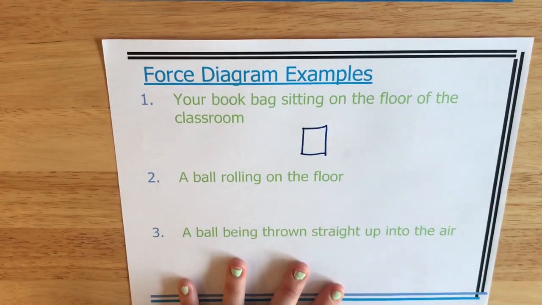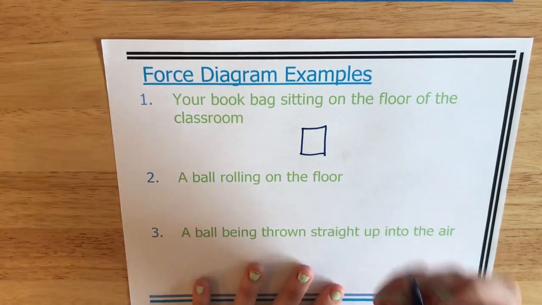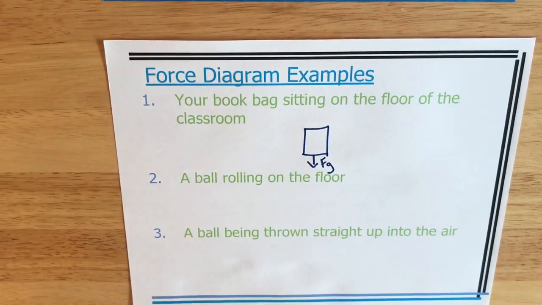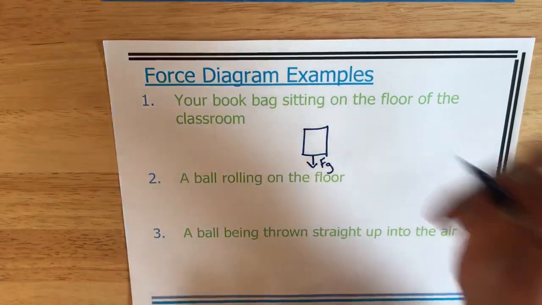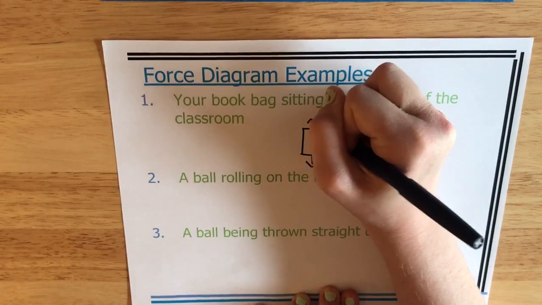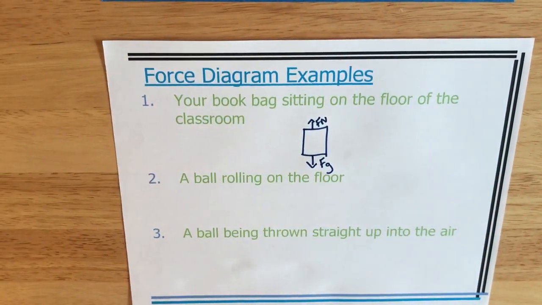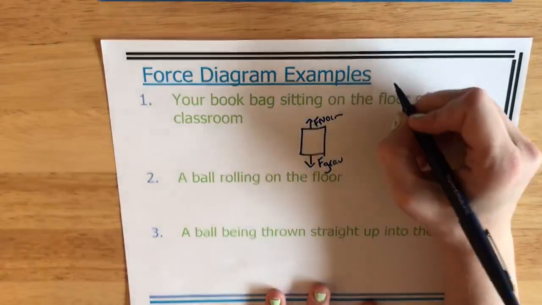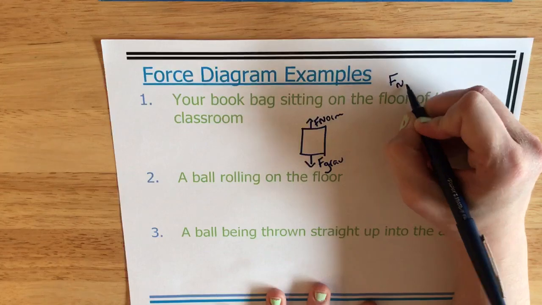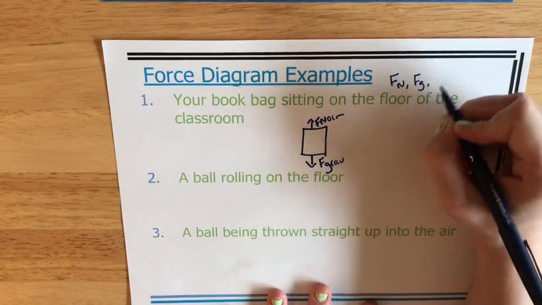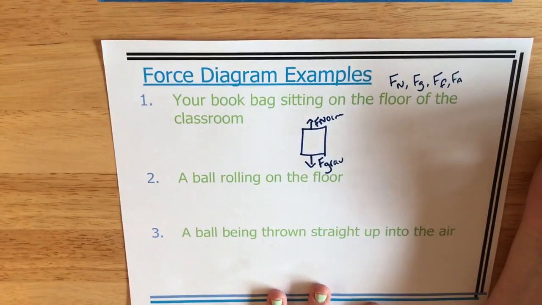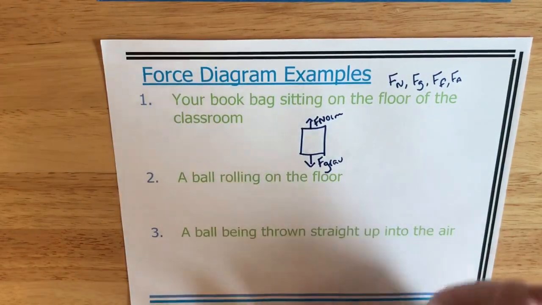All right, so your book bag is sitting on the floor of the classroom, so there's no motion. So definitely you have gravity that is pushing down on your book bag, but because the book bag's not going through the floor, you also have the normal force that's pushing back up, okay? And you can write out grav and norm if you want to, but you will also see things like just Fn for normal and Fg for gravity, and even FF for frictional force and FA for applied, okay? And that's perfectly fine. If you want to write out more like the words norm and grav, that's okay too.